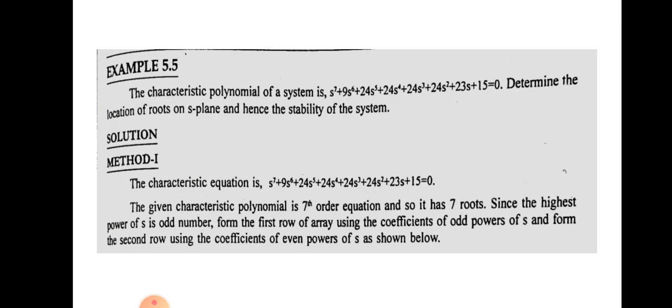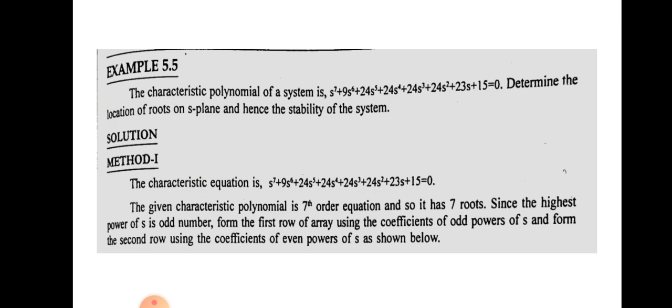In the characteristic equation, we will get two pieces of information. First, the highest power of s in the equation is 7, so the order of the equation is 7. Since the highest power of s is 7, that means there are 7 roots for this equation. That is basic mathematical knowledge. So, this equation has 7 roots, and you have to find the location of these 7 roots. That is what you should keep in mind.